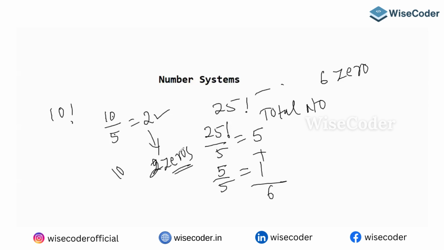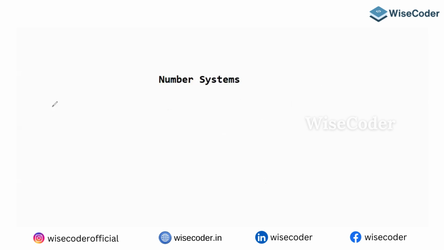If we observe slowly, 1 factorial to 4 factorial, how many zeros do we have? None, because we have no 5. 5 factorial to 9 factorial, how many zeros will we have? Tell me, guys. We'll have only one. Yes or no?